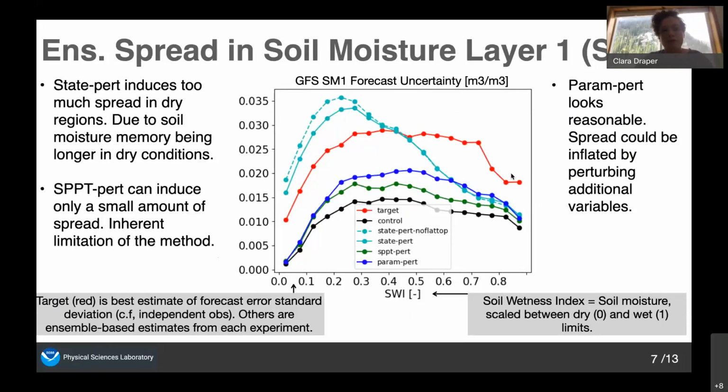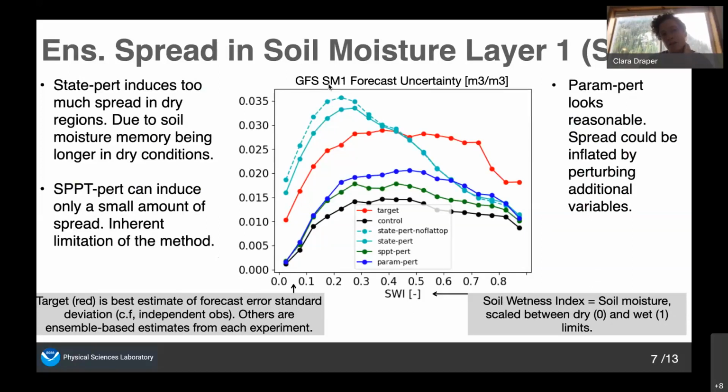So if we look at the results here, if we start with the state PERT experiment, this turquoisey one up here, you can see that it's created far too much spread in dry conditions. I should point out that I haven't tuned these experiments to give the magnitude I expect. I'm more just interested in seeing how they behave.